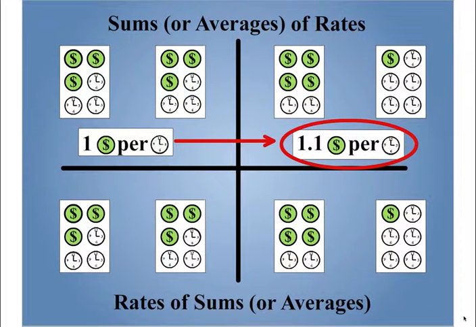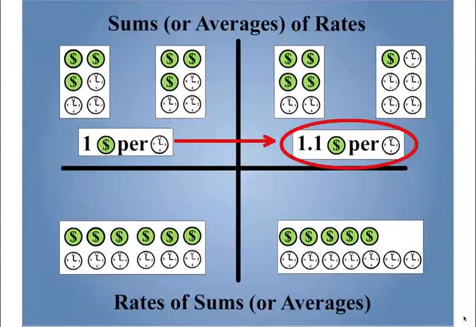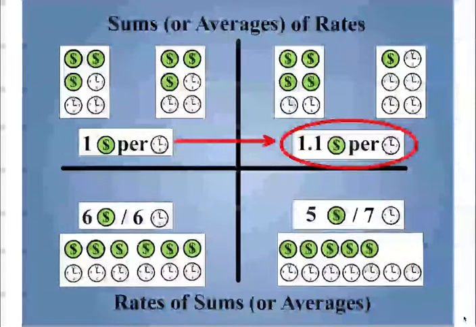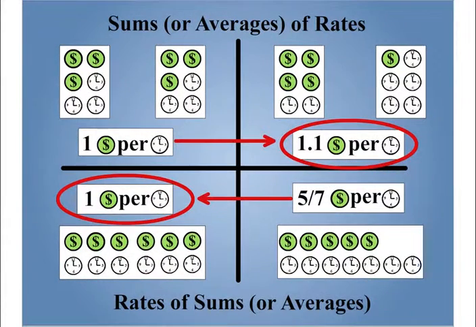Now, let's see what happens if we begin by adding or averaging both the dollars and the times, and then using these averages to calculate a rate. The worker on the left earns 1 bag of money per hour, and the worker on the right earns 5/7 of a bag of money per hour. So, using this method, the worker on the left appears to have outperformed the worker on the right.